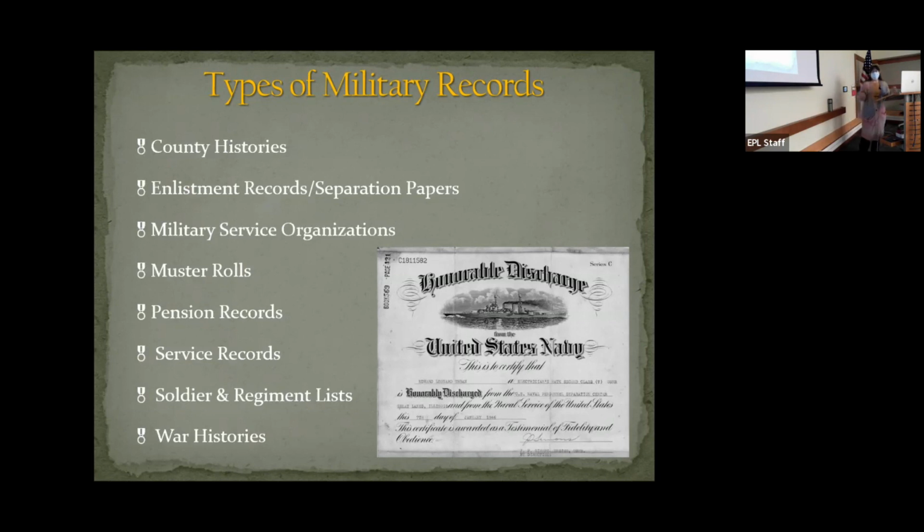And throughout that process, these are some of the examples of the types of records that you're probably going to use, or at least investigate whether or not they would have information for you. So things like county histories, I'll talk about that when I talk about historical societies. A lot of them had sections where they talked about military engagements and about the soldiers and the units that had served, both from the Revolutionary War all the way up to the First World War.